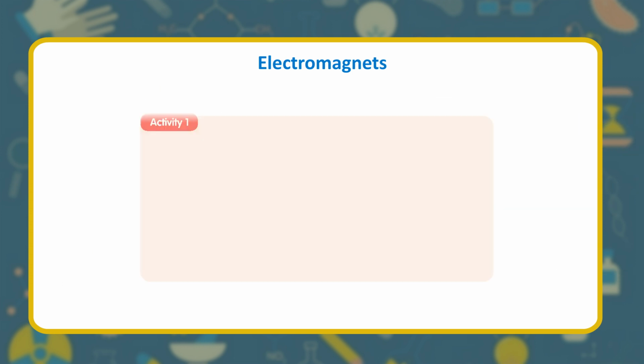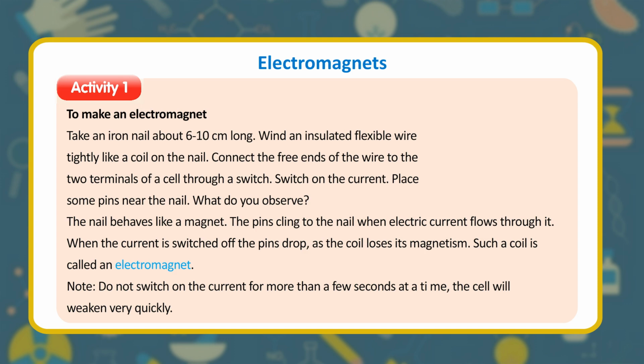Activity. To make an electromagnet, take an iron nail about 6 to 10 centimeters long. Wind an insulated flexible wire tightly like a coil on the nail. Connect the free ends of the wire to the two terminals of a cell through a switch. Switch on the current. Place some pins near the nail. What do you observe? The nail behaves like a magnet. The pins cling to the nail when electric current flows through it.